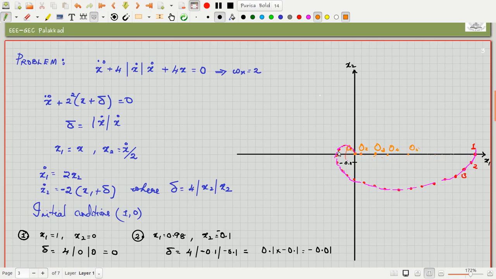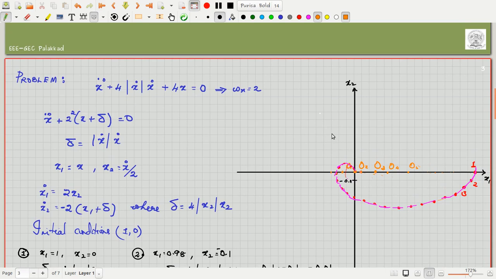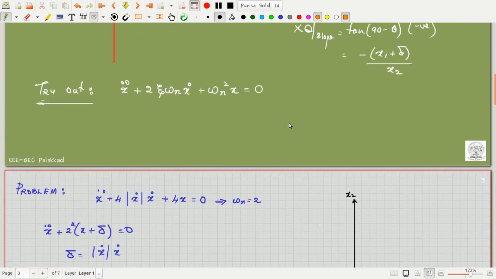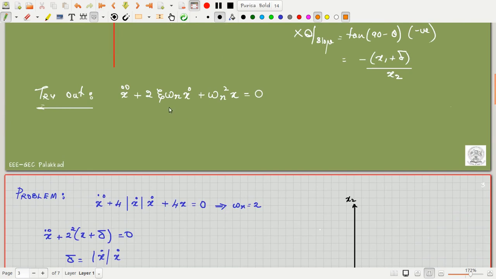But when I cross this point, what happens here? Delta becomes positive, because x2 is positive here. When I come here, I will be shifting towards the left. So that is the difference here. This is about the delta method. It's a very simple method, but we have to move in small steps in order to plot the trajectory. You can try out this problem for a simple system and see whether you get the curve for the system.